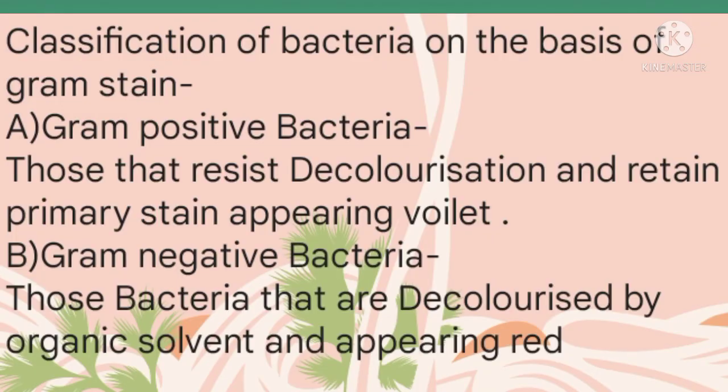Now we will discuss the classification of bacteria on the basis of Gram stain. As you already know, on the basis of Gram stain the bacteria are classified into two categories: first is Gram-positive bacteria and the Gram-negative bacteria. And what are Gram-positive bacteria? Those bacteria that resist decolorization and retain the primary stain, appearing violet, are known as Gram-positive bacteria. Well, Gram-negative bacteria are those bacteria that are decolorized by organic solvent and appear red. And the remaining part of this topic we will discuss in the next lecture.